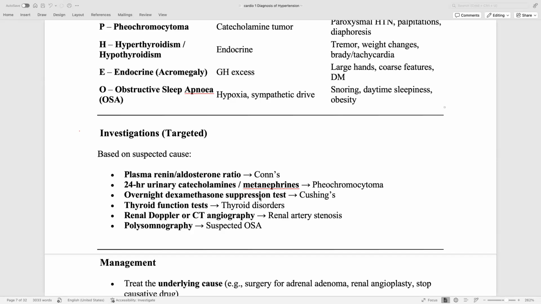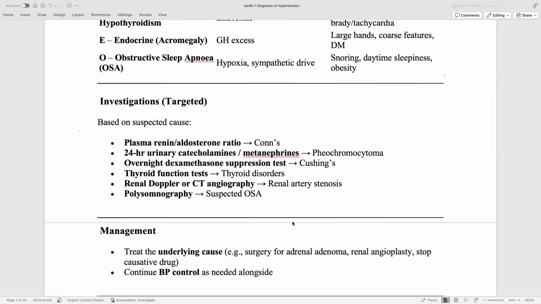So it will give us same like we are checking ambulatory device for the blood pressure. Here we will check the 24-hour metabolites of the catecholamines. So pheochromocytoma, check 24-hour urinary catecholamines, not adrenaline. Okay, for Cushing, we learned already to do overnight dexamethasone suppression test and so on. If a patient is suspected of renal artery stenosis, then CT angio.